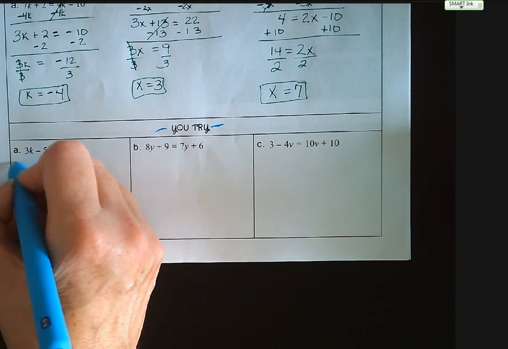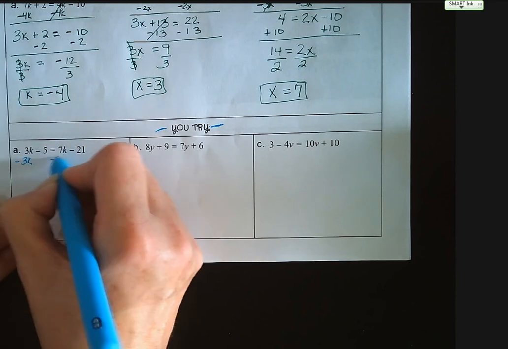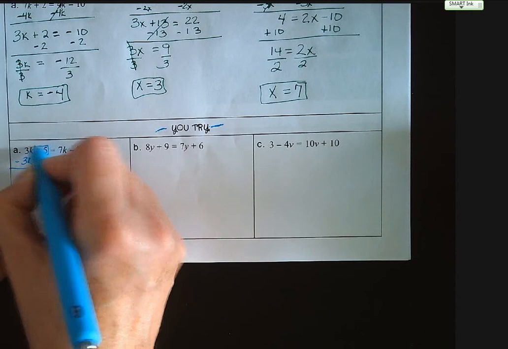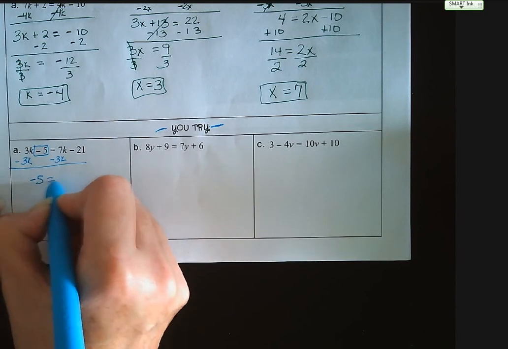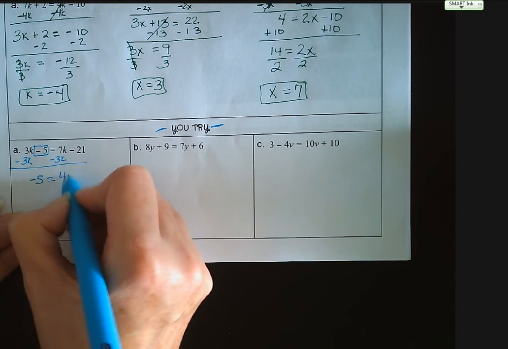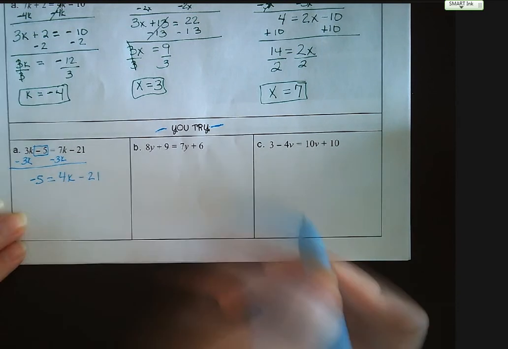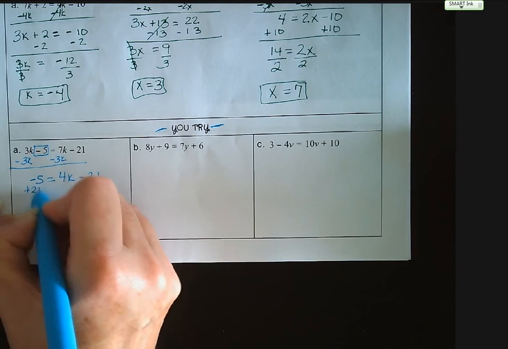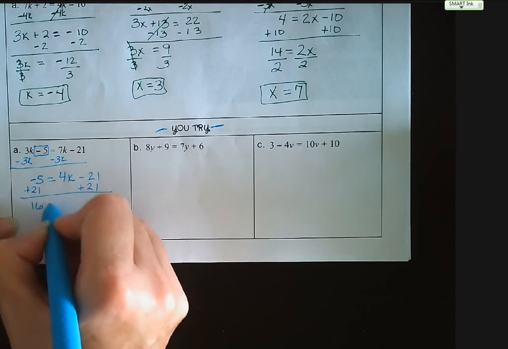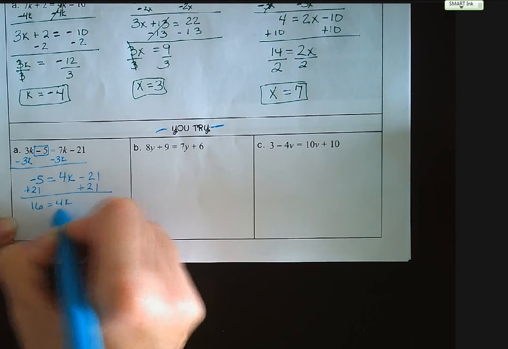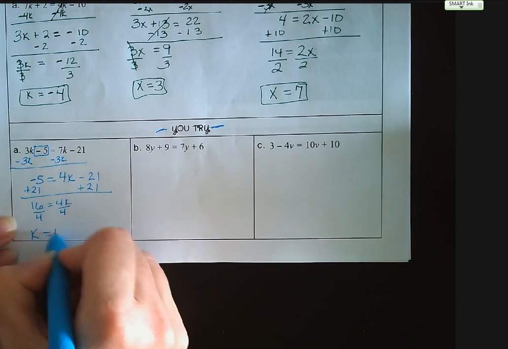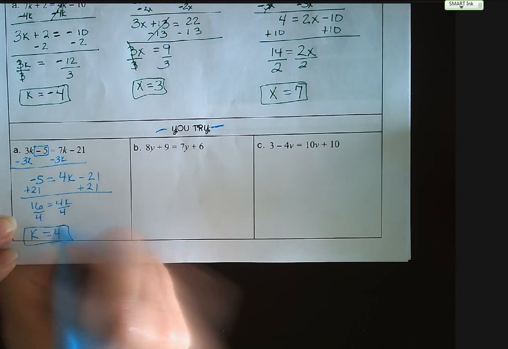All right, for letter A, we're going to start by subtracting 3k from both sides of the equation. You have a negative 5 remaining. Do not lose that negative sign. Equals 4k minus 21. Add 21 to both sides. 16 is equal to 4k. Divide both sides by 4, and 4 is equal to k, or k is equal to 4.